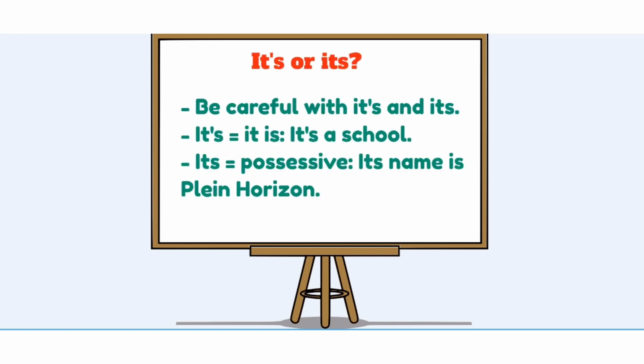It's or its. What's the difference? Be careful with it's and its. It's is it is. It's a school. And its possessive is, its name is Plein Horizon School.